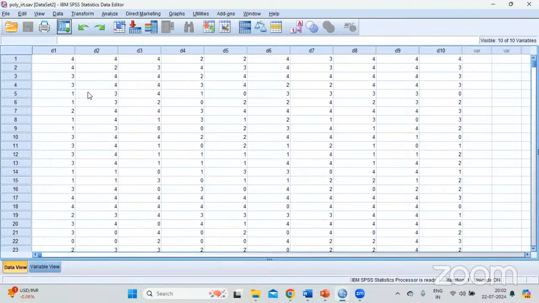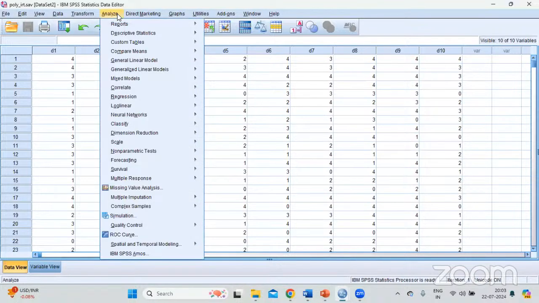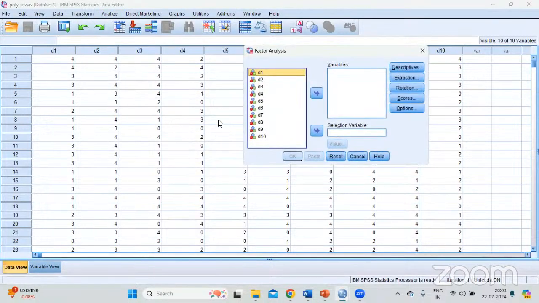All right. So this is another data set where we have 10 items. And these 10 items are measuring one specific aspect of a child's home environment. It's again a questionnaire, so we have response categories from 0 to 4. Let us apply both of these methods again, and we will see how it differs.